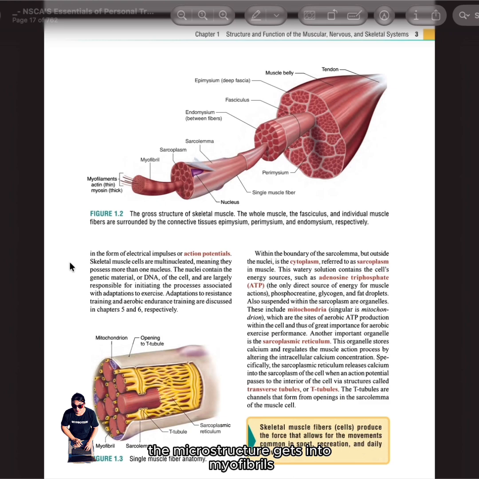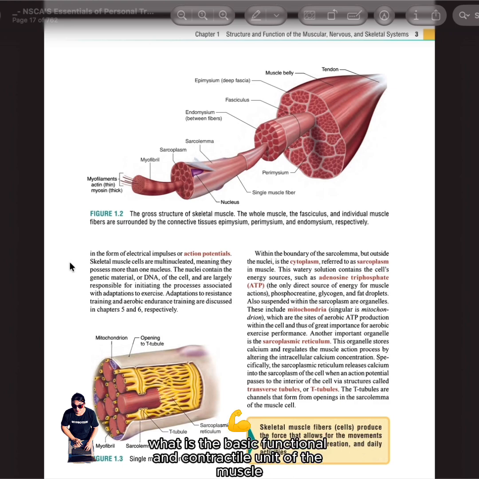The microstructure gets into myofibrils, which are bundles of myofilaments. The myofilaments, this you've got to know. Myosin, thick fibers, actin, thin. They're going to ask, what is the basic functional and contractile unit of the muscle? It's a sarcomere. It's made of what? It extends from one Z line to another.